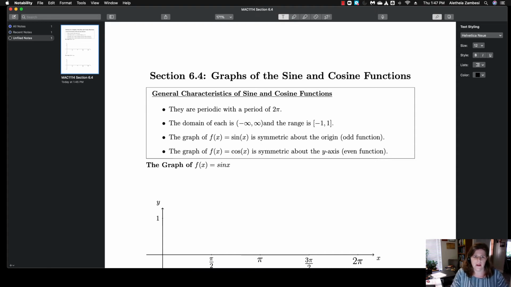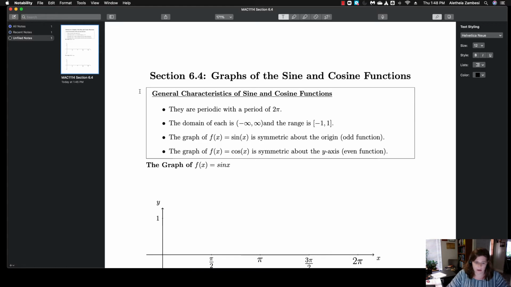Hey everyone. Today we're going to be working on section 6.4, which are basic graphs of the sine and cosine function. So we will be going through all of the general characteristics of these two functions. This is the first section from quiz number 2. The second section is those graphs of tangent, cotangent, cosecant, and secant. And then the third section, we're going to take the sine and cosine functions and shift them as well.